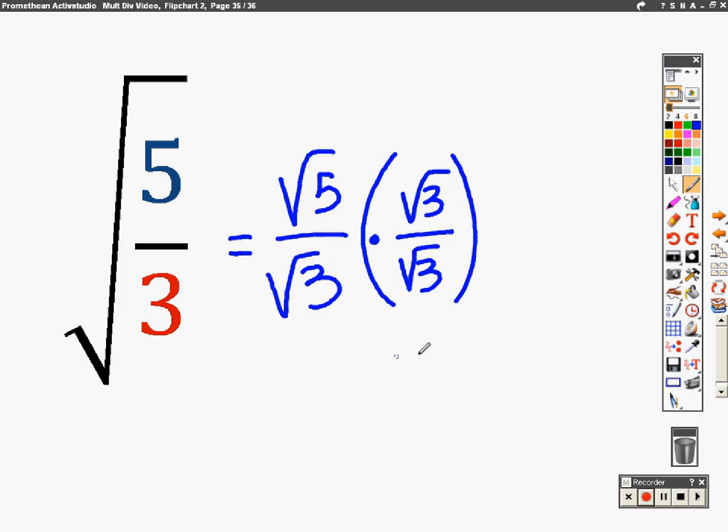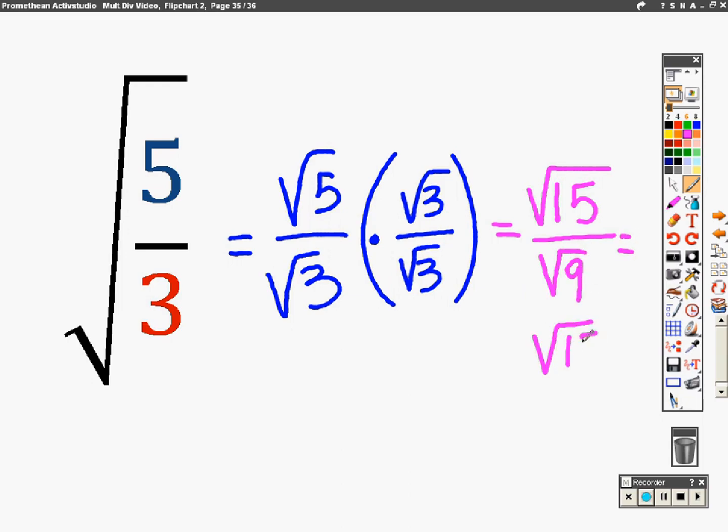Since our denominator is radical 3, I'll multiply top and bottom by radical 3. Our numerator is radical 5 times radical 3. Both of these are inside the radical sign, so that'll be radical 15. And the denominator is radical 3 times radical 3, or just radical 9. Works out nicely. We get radical 15 over 3. It worked. We did it.